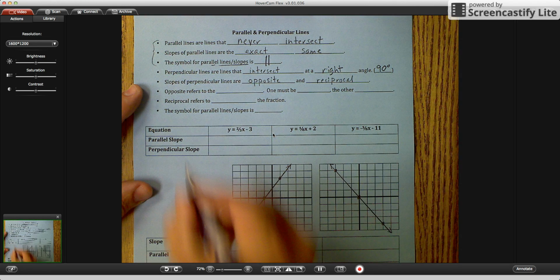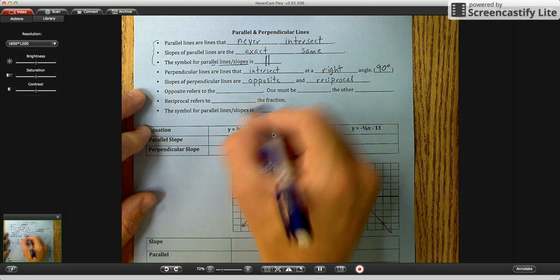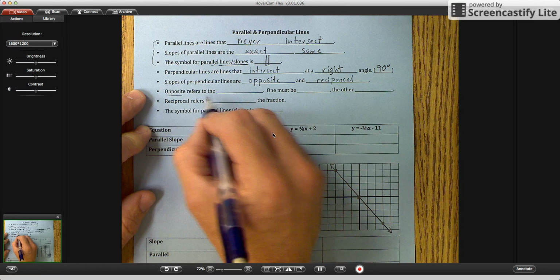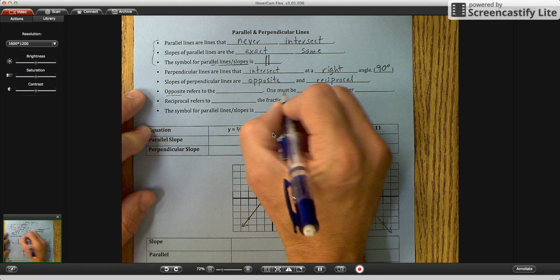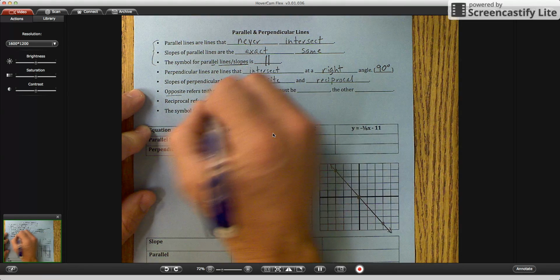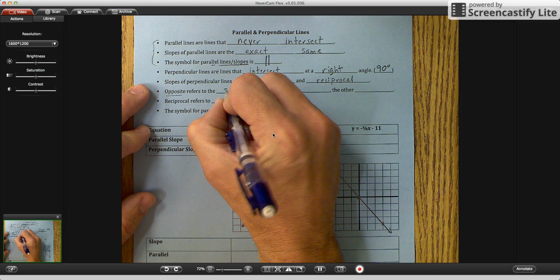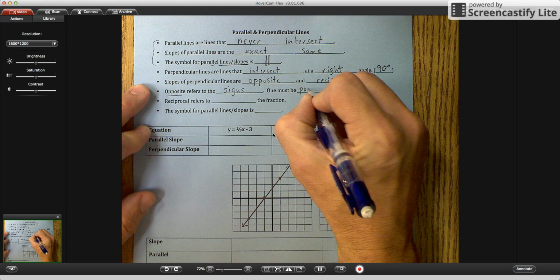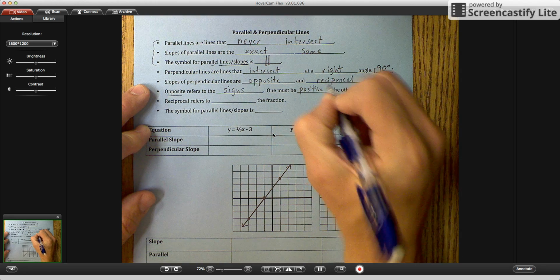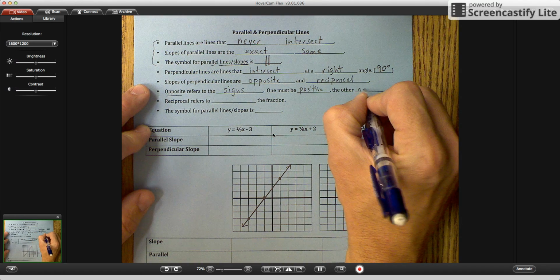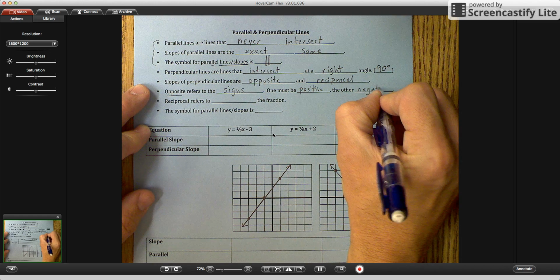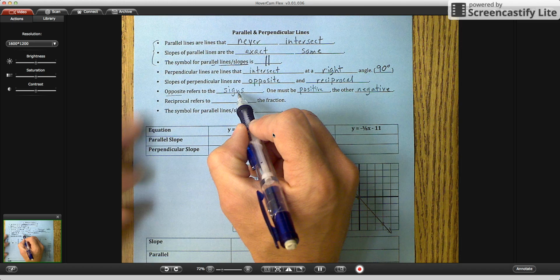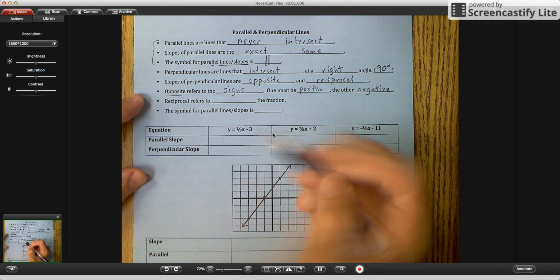Okay? Now we're going to talk about what opposite refers to. One must be positive, the other must be negative. Opposite refers to the signs. So when we're talking about opposite in math, you're talking about one positive sign, one negative sign.